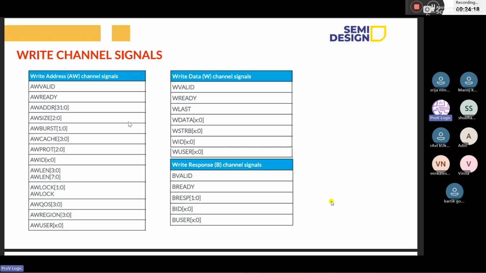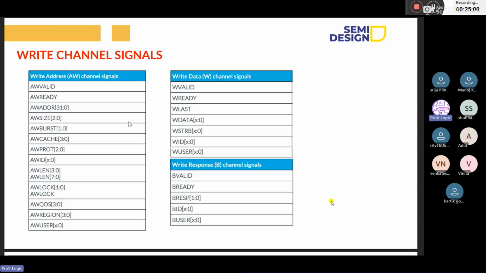Next, address. Address you already know, just a 32-bit address. Next, size. In the AHB protocol we have seen size, right? For each transfer we have 000, 001, 010, which indicates the number of bytes transferred. Suppose if size is 000, it means 1 byte transfer, 001 means 2 byte transfer, 010 means 4 byte transfer, 011 means 8 byte transfer, like that, till 111, which means 128 byte transfer.